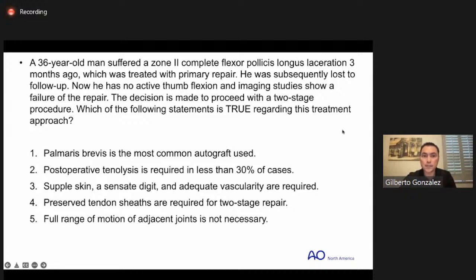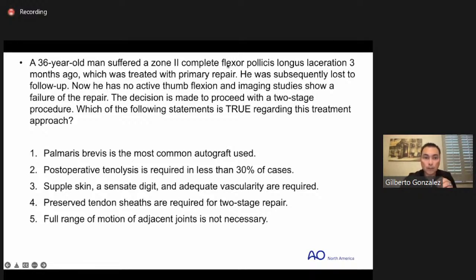The first question reads: a 36-year-old male suffered a zone 2 complete FPL laceration 3 months ago. We went ahead and repaired it primarily, and the patient was lost to follow-up. Now the patient comes back, with no FPL firing. So we have made a decision to proceed with a 2-stage procedure. From all these options, which do you feel is the right option?